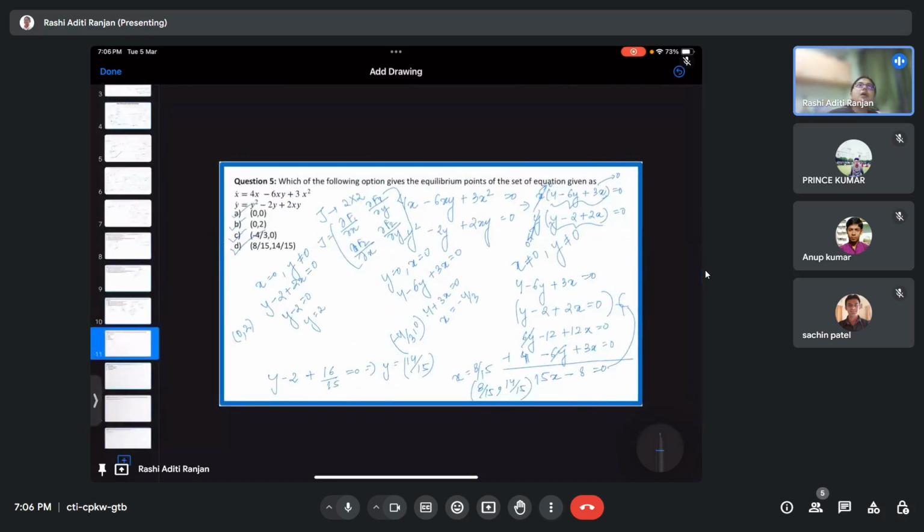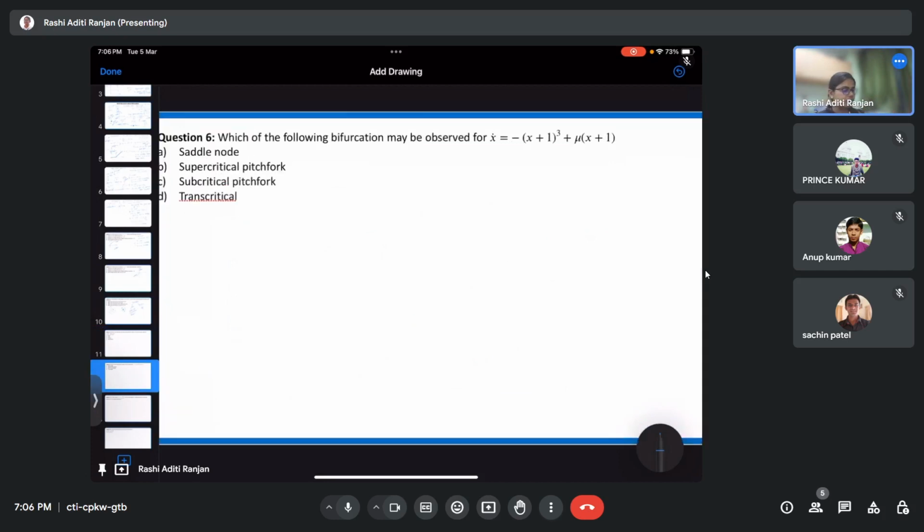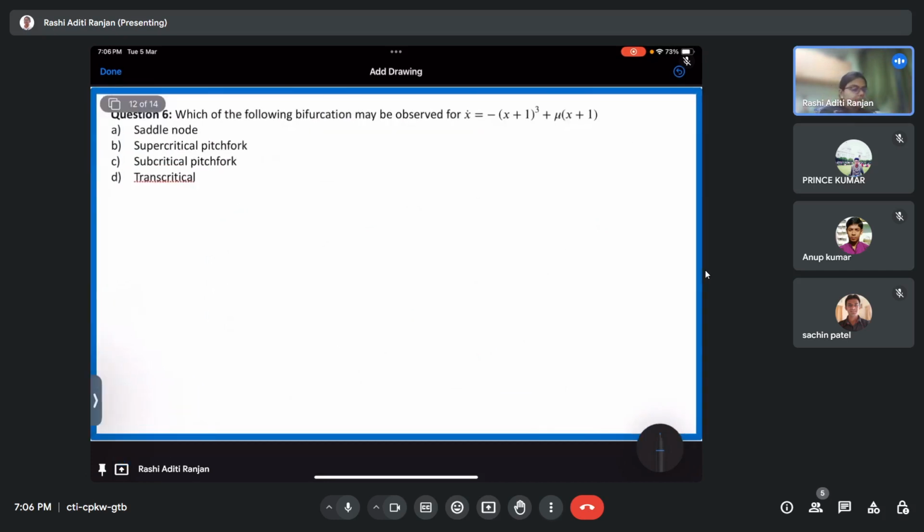Also, if the equation is complex and has transcendental terms, you can use MATLAB to find the solution. You have many numerical techniques, like the Newton-Raphson technique, which you can use to find the fixed points in that kind of equation. Okay, so coming on to question number 6, which of the following bifurcations may be observed for x dot equals this?